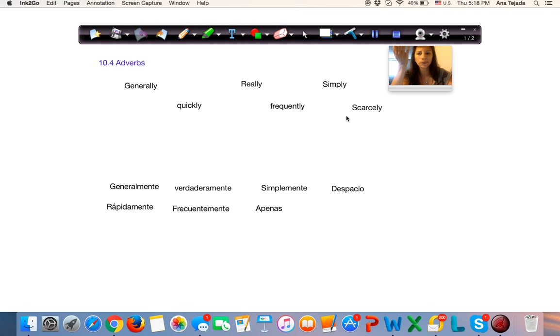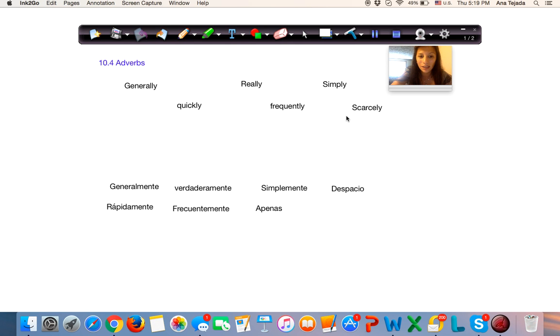¿Qué son adverbios? Leamos las palabras en inglés primero. Generally, quickly, really, frequently, simply, scarcely. What do these words have in common? Some of you might know what adverbs are and might know right away what I'm trying to point at. But what do you see that they have in common besides you already know they are adverbs? Fine, they end in ly.